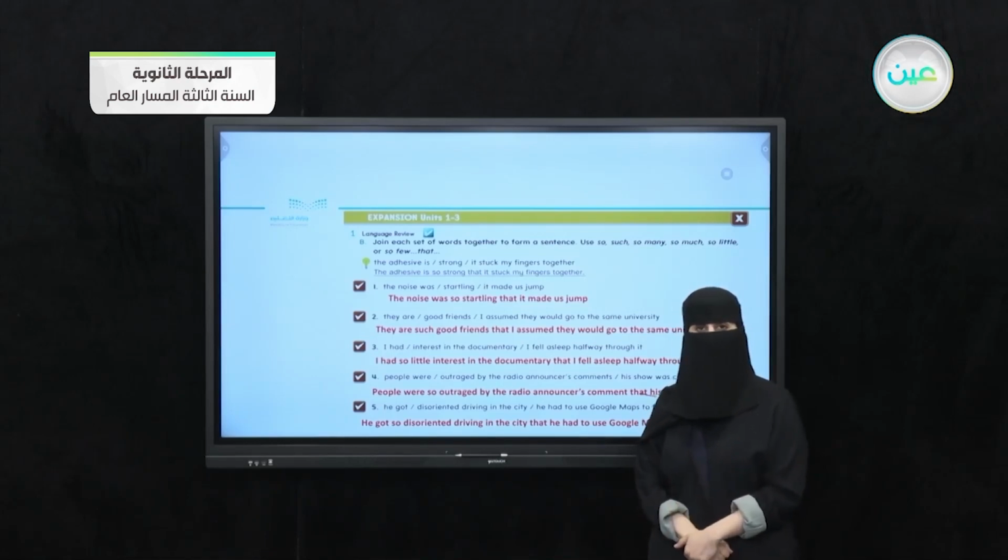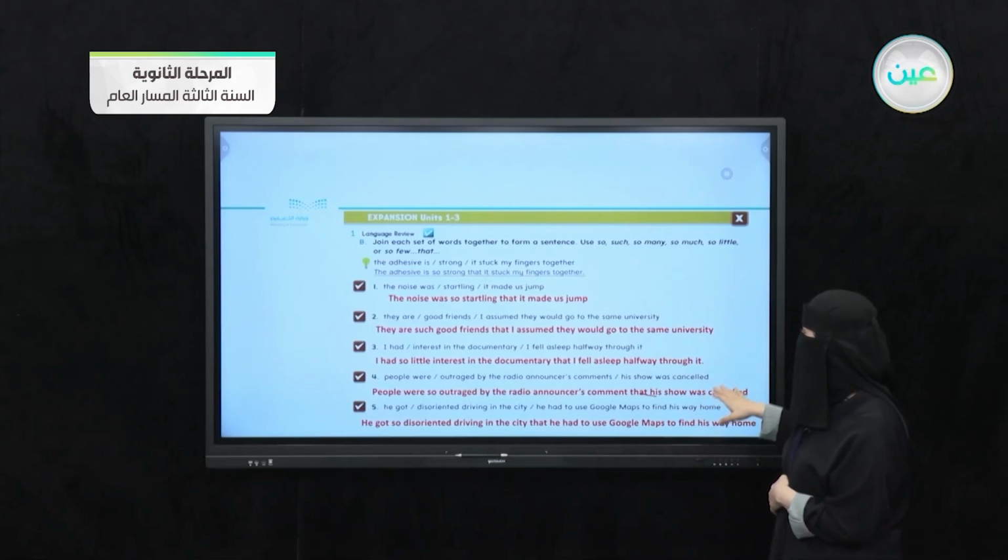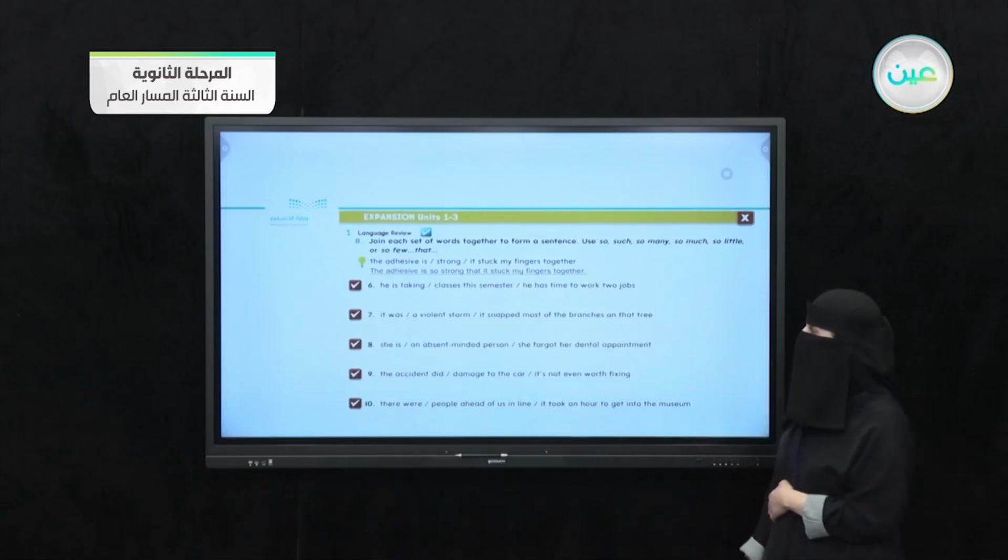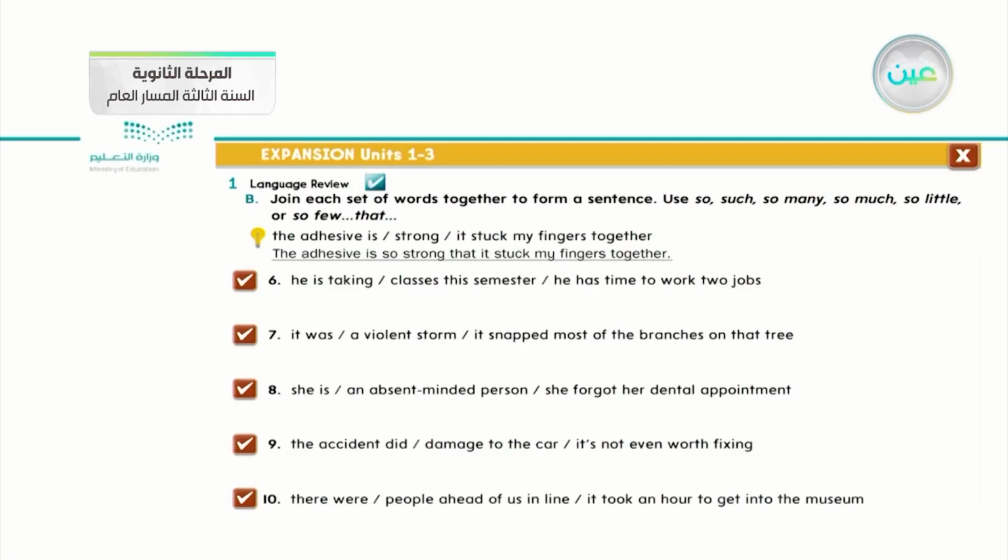Okay, the third question for our lesson today is: join each set of words together to form a sentence.